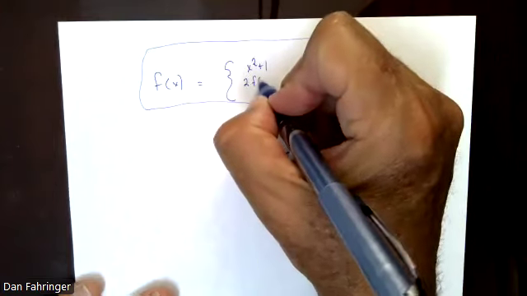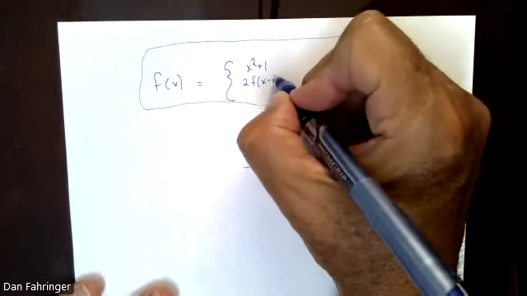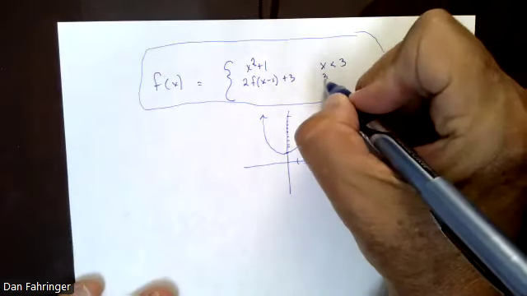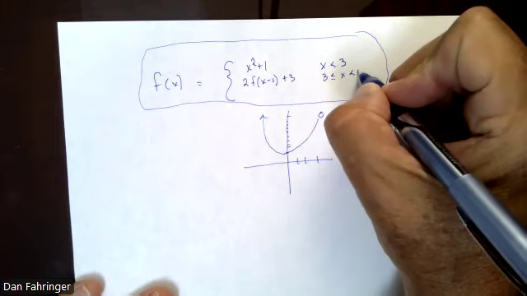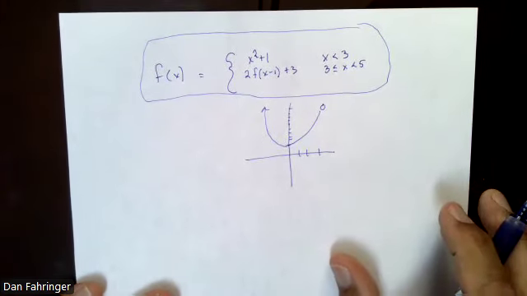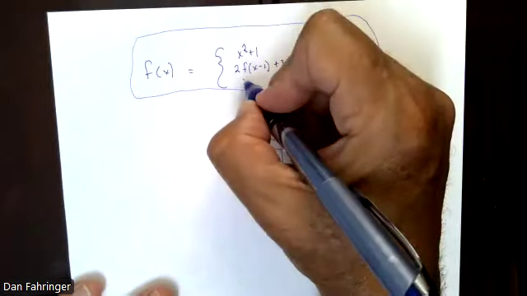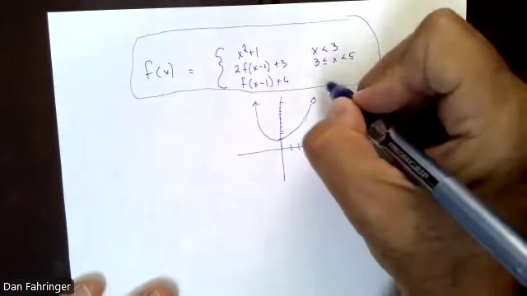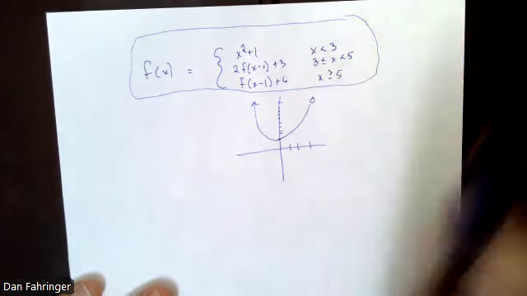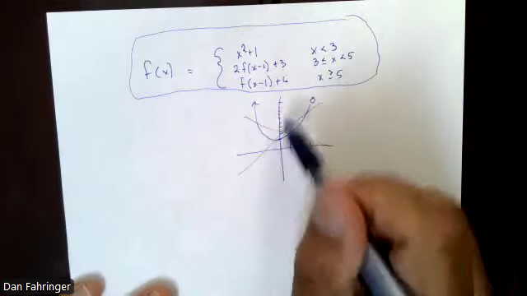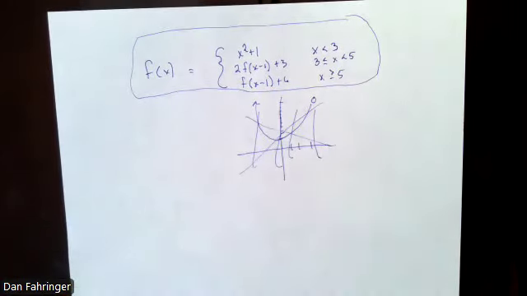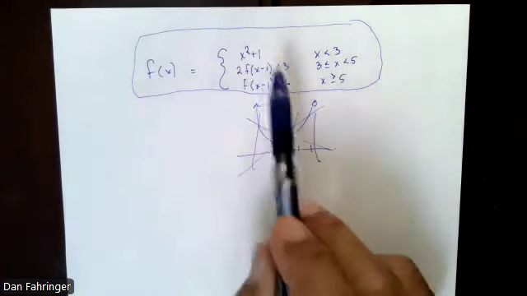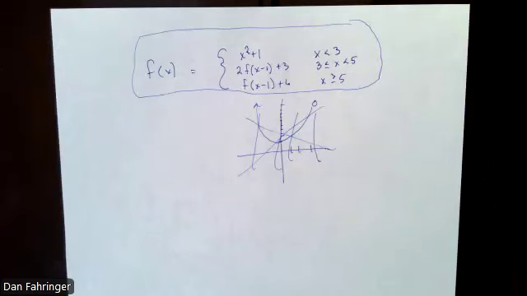We're going to do 2 times, and we're actually going to call the function again. And this is going to be when we have x from 3 all the way up until 5. And then finally, f of x minus 1 plus 6 for when x is greater than or equal to 5. So we can't really think of this graphically anymore, but here's the domain, and then here's what we do depending on that domain value.